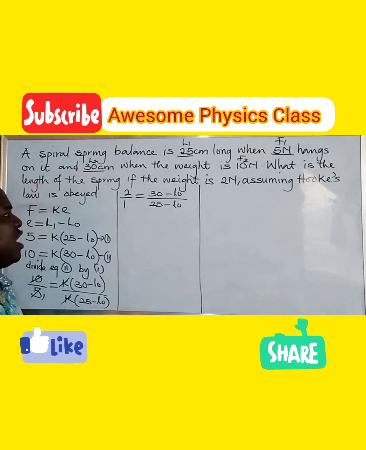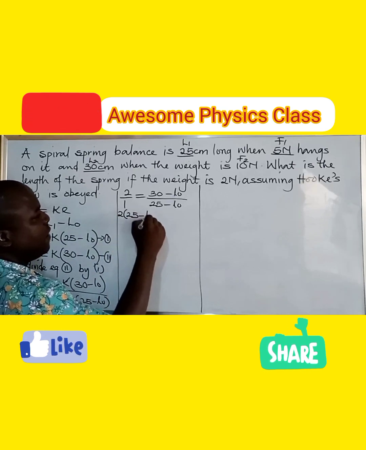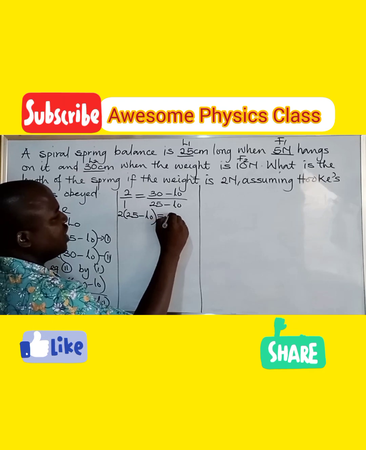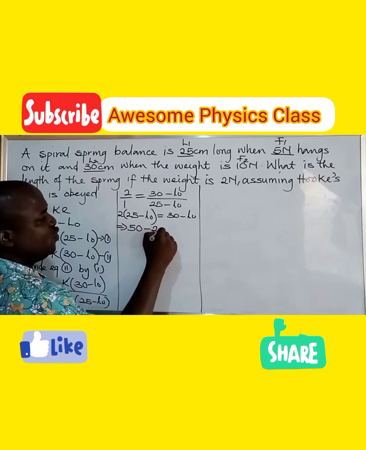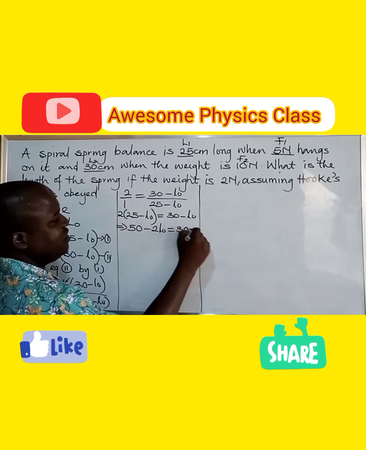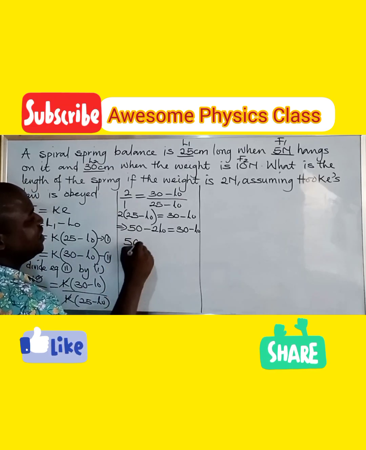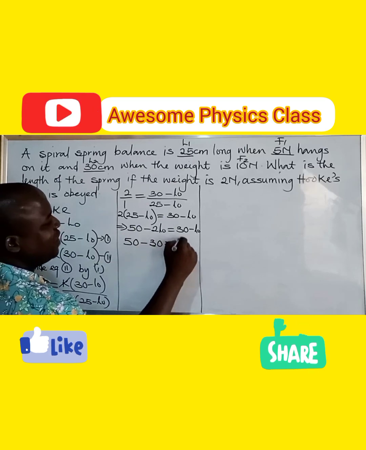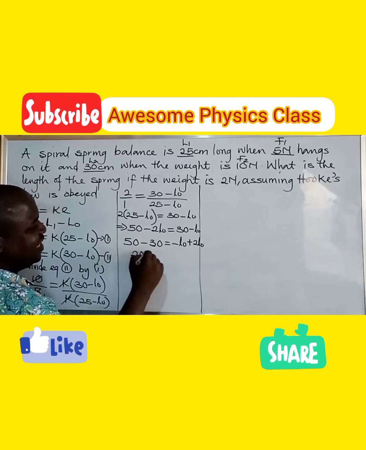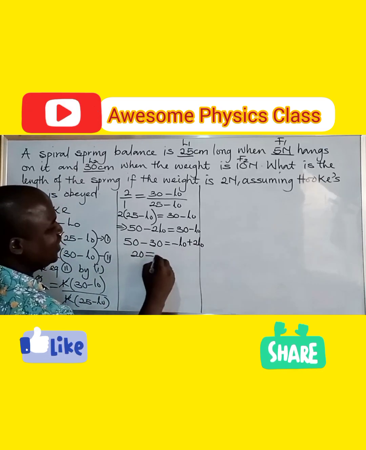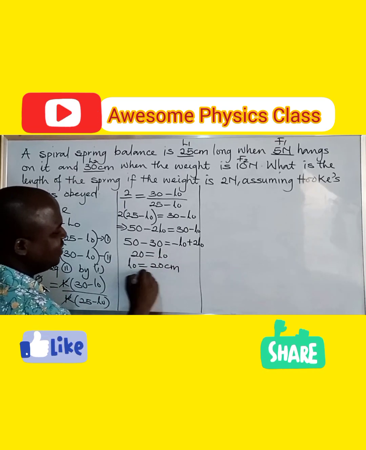So from here, we can cross multiply. If we cross multiply, we'll have 2 into 25 minus L0 is equal to 30 minus L0. That will give us 50 minus 2L0 is equal to 30 minus L0. From here, we can collect like terms. That will give us 50 minus 30 is equal to minus L0 plus 2L0. And that will give us 20 is equal to, when you add these two together, L0. So our L0 will now be 20 centimeter.